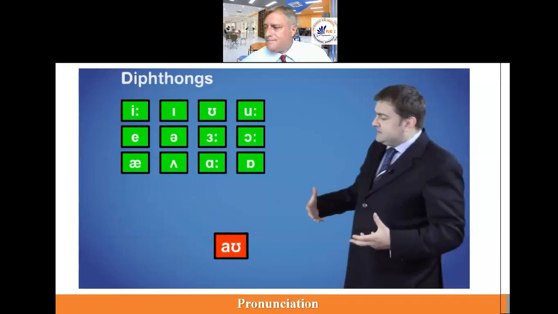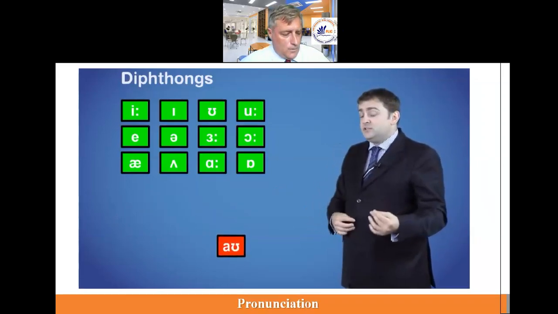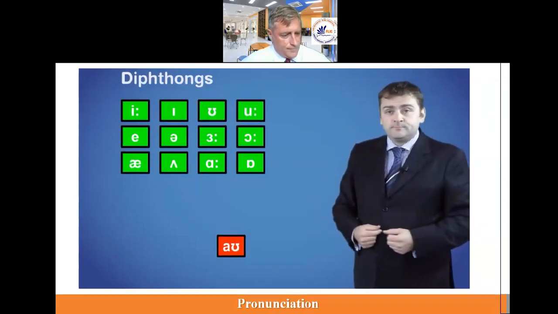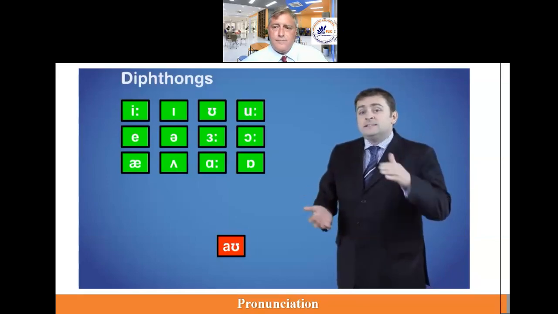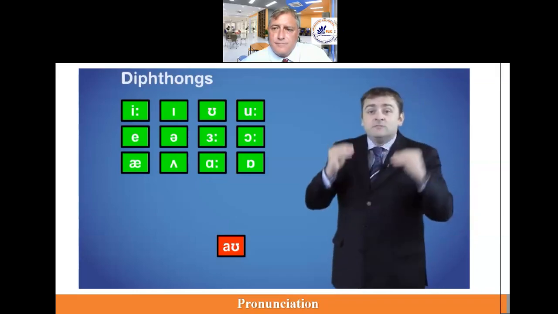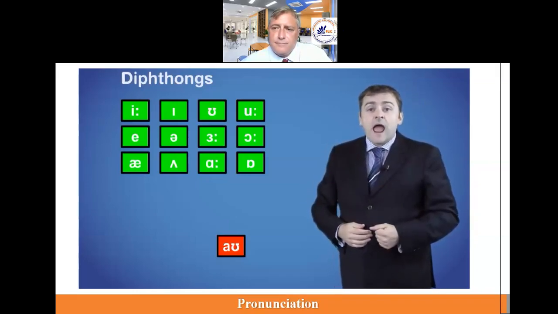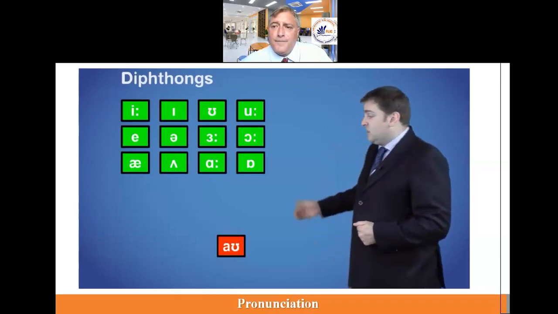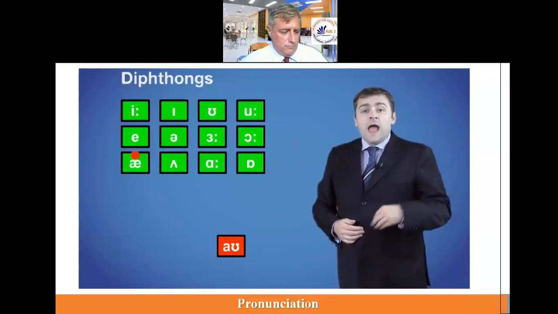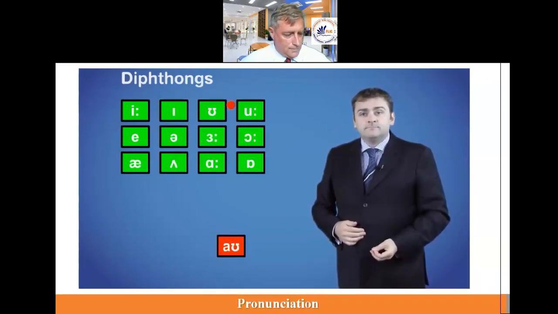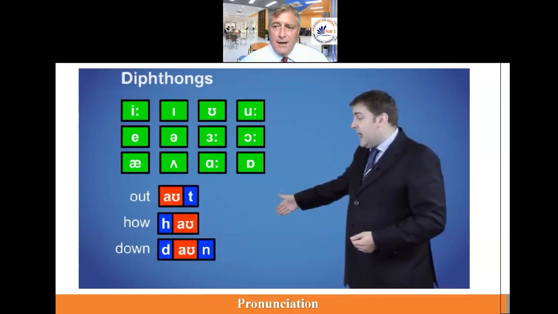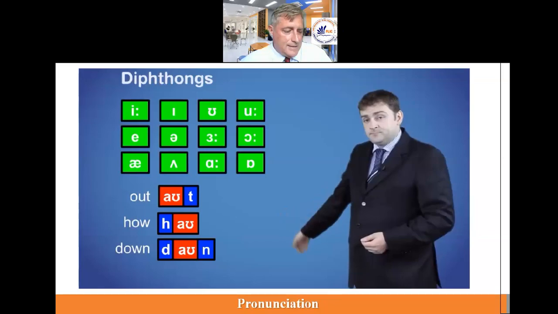The next sound is ow. This is a combination of a and u or oo. Now our mouth is closing and the shape of the lips is changing at the same time, rounding a little as we say the sound. Ow. Starting on the a and finishing on the u or oo. As in the words out, how, and down.